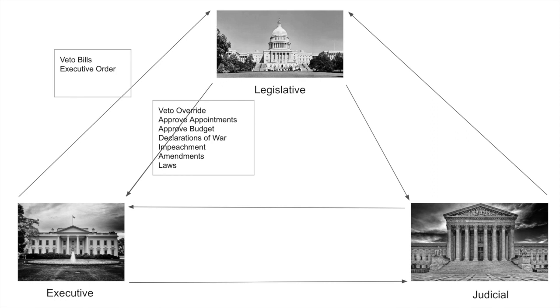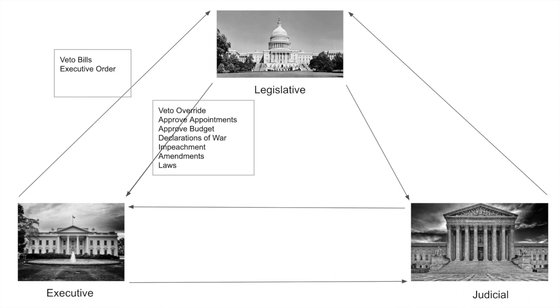Next up is a big one: impeachment. If Congress believes that the president has done something wrong, then they can impeach him. Remember, first, the House brings the charges, then the Senate acts as the jury and passes a decision on that.